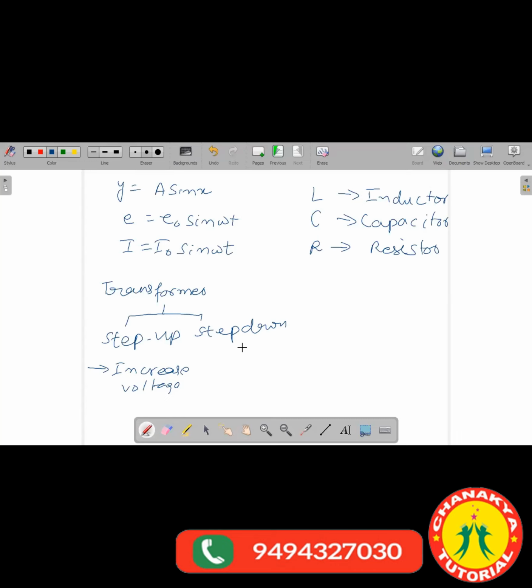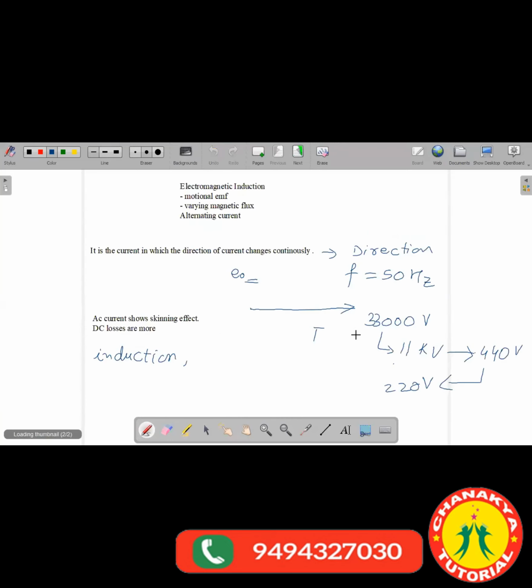Whereas step down transformers decrease voltage. For example, just now we discussed that from the power station, the voltage is transmitted at 33 kilovolts. Then it is brought down to 11 kilovolts by a transformer. So from where it is produced to the major cities, it is transported at a very high voltage so that there will be less energy loss. However, if you think of transporting DC current at 33,000 volt, this would be a very high voltage, and such a voltage cannot be maintained. It's very difficult to maintain a voltage of 33,000.